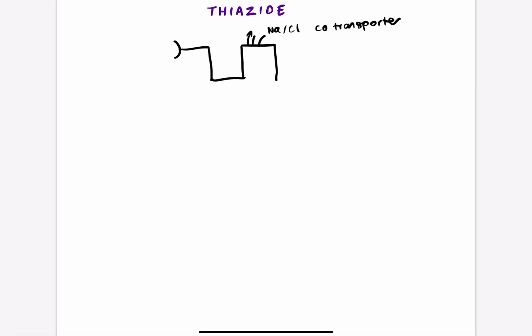I want to talk about my thiazide diuretics. So your thiazide diuretics are one of the first line treatments for hypertension on top of your ACE inhibitors and your calcium channel blockers. The way thiazide diuretics work is they act on the distal convoluted tubule and they prevent the sodium chloride co-transporter, which means that sodium and chloride are reabsorbed together.